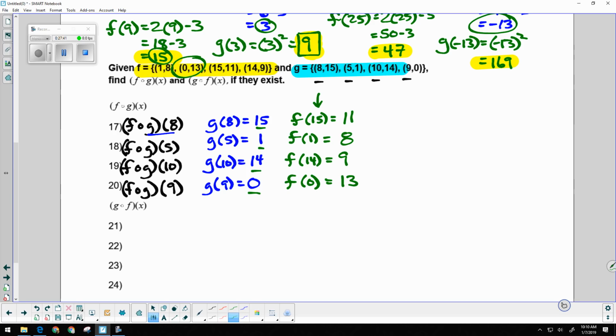So, how do we write our answer? If we go back to the first things we wrote, which was in black over here, f of g of 8 is equal to 11. That's from this one. F of g of 5 is equal to 8. F of g of 10 is equal to 9. And f of g of 9 is equal to 13.